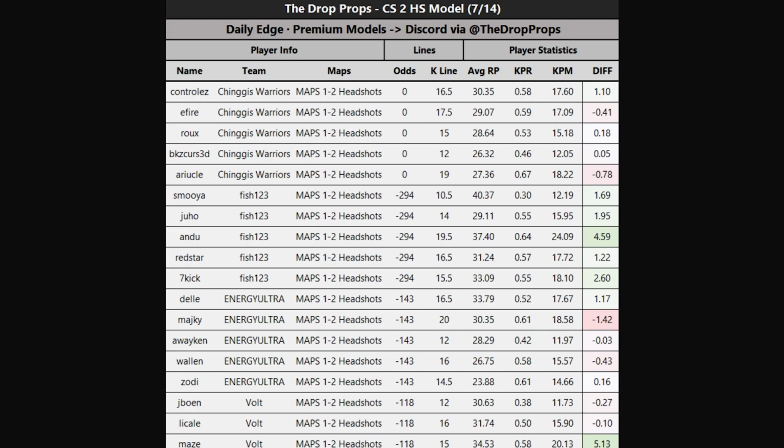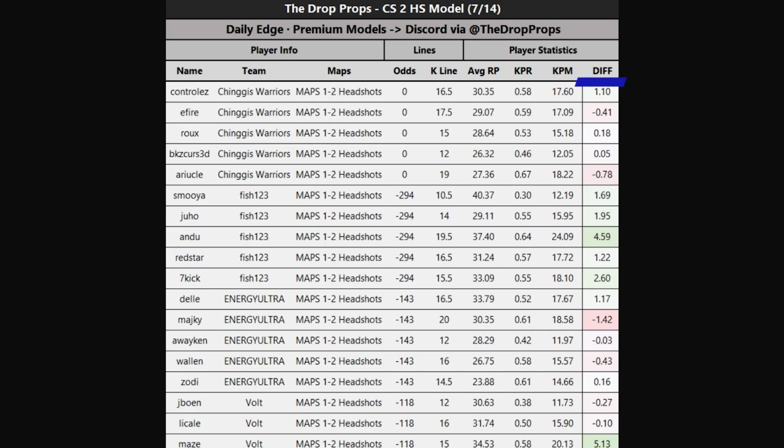So let's break it down. The name is the player, the team/maps is the context, who and what maps they're playing. The K line, this is the headshot line from the book, or the kills line or headshot line, either one. And the average RP is the average rounds played in a CS2 match for that player.